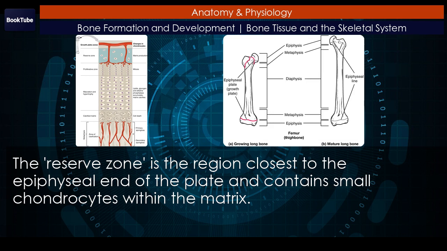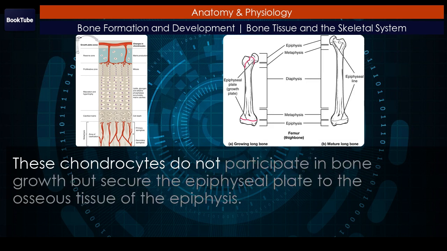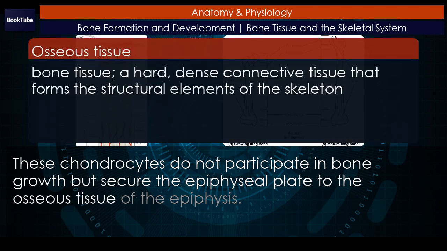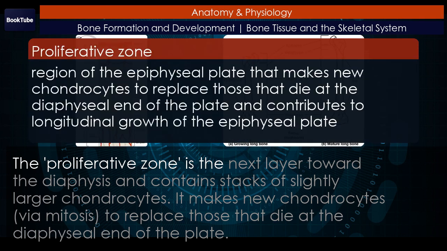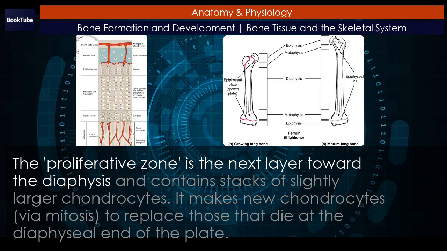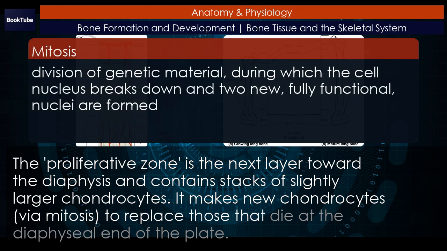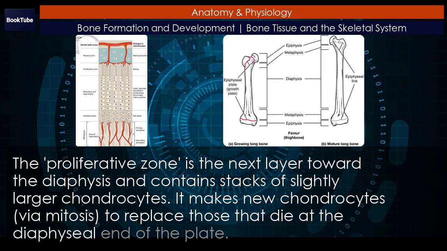within the matrix. These chondrocytes do not participate in bone growth but secure the epiphyseal plate to the osseous tissue of the epiphysis. The proliferative zone is the next layer toward the diaphysis and contains stacks of slightly larger chondrocytes. It makes new chondrocytes via mitosis to replace those that die at the diaphyseal end of the plate.